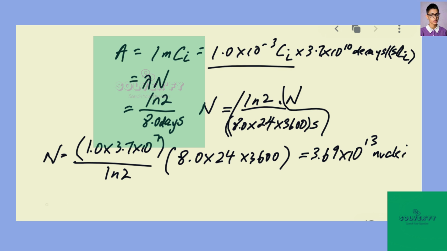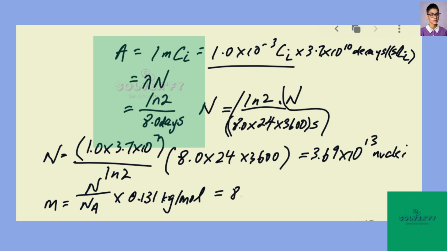To get the mass, we take the number of nuclides divided by Avogadro's constant, which is 6.022 times 10 to the power 23. This will give us the number of moles, and then we multiply by the molar mass, which is 0.131 kilograms per mole, to give us the mass in terms of kilograms. This will be 8.0 times 10 to the power minus 12 kg. So with the activity of 1 millicurie of iodine, we will need a mass of 8 times 10 to the power minus 12 kilograms of the iodine.